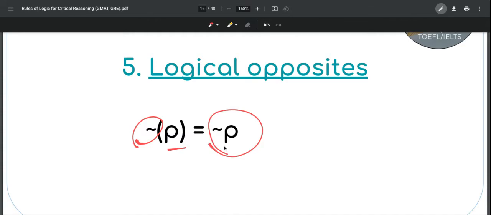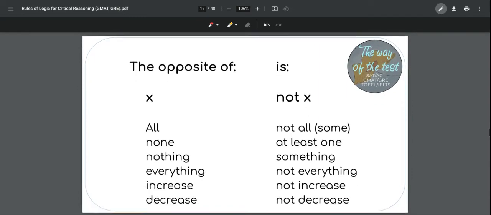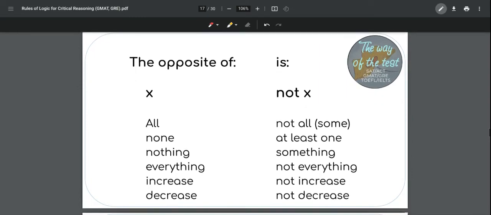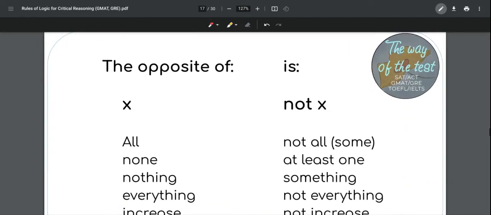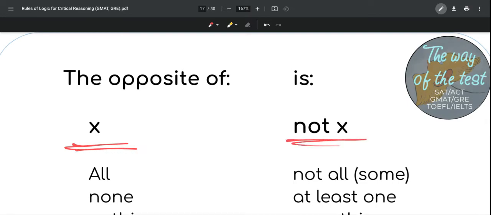Again, this is important because when we translate to natural language, we're going to see how this language is deceptive, right? The opposite of something is just not that something, okay? And this is important because language contains meaning that is not exactly the same as the logical meaning of whatever we're working with. So, for example, the negative of all, some people will think is none, right?